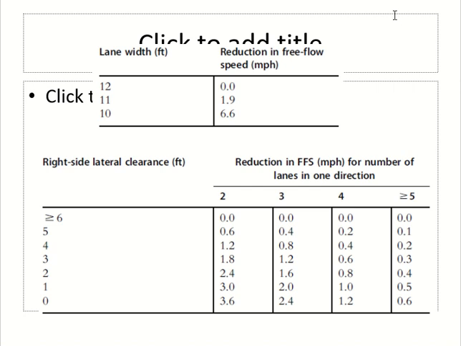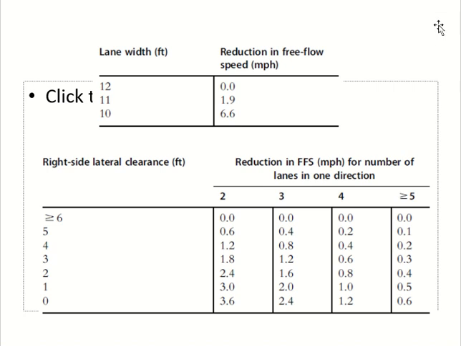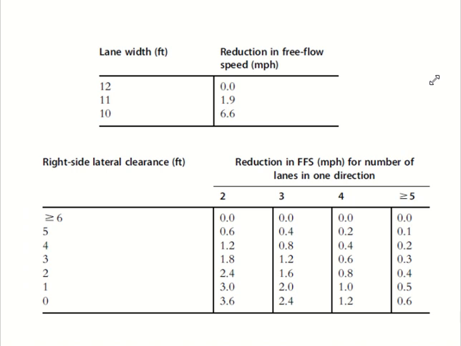The first table you see is for the factor of lane width. As we mentioned earlier, 12 feet is considered ideal, so you can see the factor becomes 0, and so on and so forth. With less than 10 feet, it will be very difficult to make it an uninterrupted flow facility, so you don't see a value less than 10 feet here. And for more than 12 feet, the factor will remain 0.